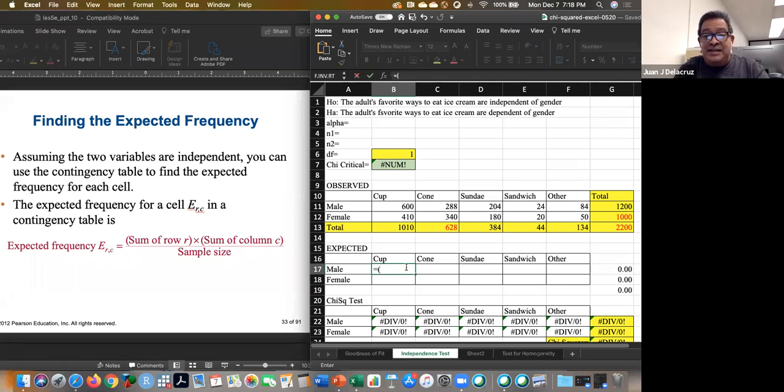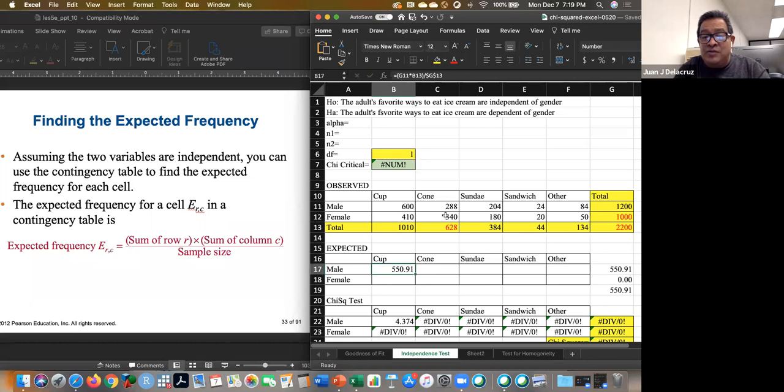In order to get this number, I'm going to say equal. I'm going to open a parenthesis. I'm going to take the sum of the rows, multiply it by the sum of the columns, and then divide it by the sample size. Okay. So far, I can tell you that this is going to be a number that is going to be always the same. So I'm going to multiply everything by the sample size. So that is to find this observation.